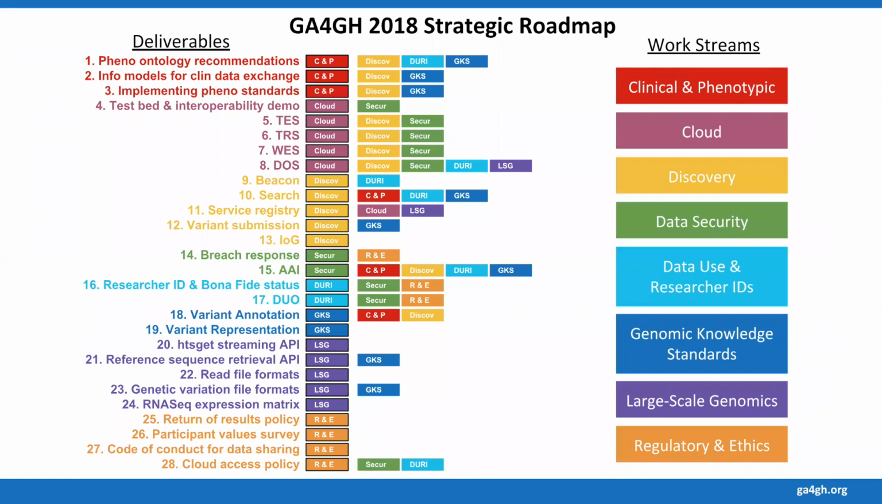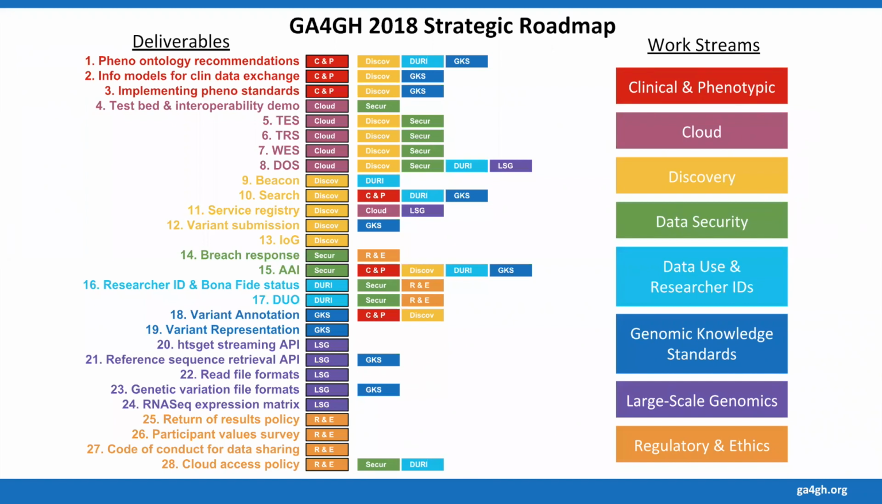If you look down the left-hand side, you can see number 21 is Reference Sequence Retrieval API, which is this particular API, Refget. This was written before we renamed the API into Refget. And you can see that this is actually formed of two work streams. Large-scale genomics is the primary work stream for Refget, and Genomic Knowledge Standards, which is my work stream, is heavily involved in this, obviously through my own participation, but also through the major focuses of both these work streams.